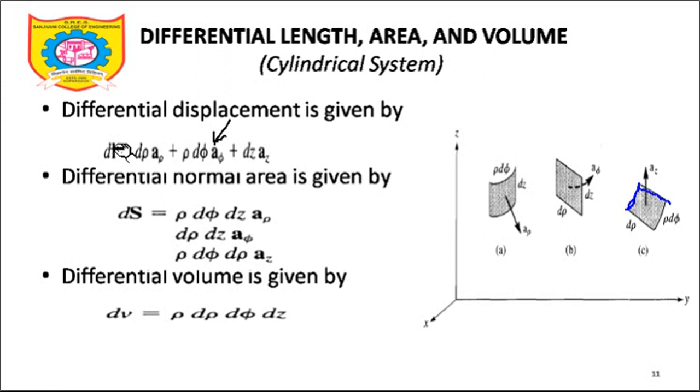So if I just remember this dl bar formula, it's very easy for me to represent. If I have the d rho dz plane, it means d rho dz a phi bar. If it is the d phi dz plane, then rho d phi dz, with the third unit vector a rho bar.